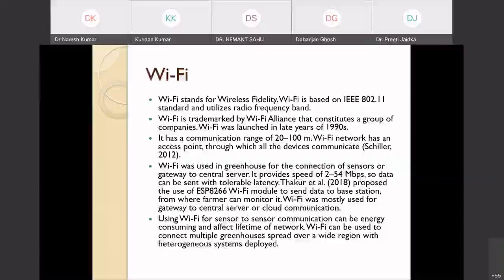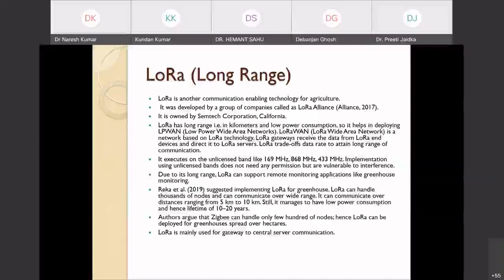Then we have long range. LoRa is another communication-enabling technology for agriculture that is used more frequently in the open field, but in limited applications for greenhouses. It was developed by a group of companies called the LoRa Alliance in 2017. It is owned by Semtech Corporation, California. LoRa has long range, in kilometers, and low power consumption, so it helps in deploying LPWAN, low power wide area networks. The gateway receives the data from LoRa end devices and directs it to the LoRa servers.